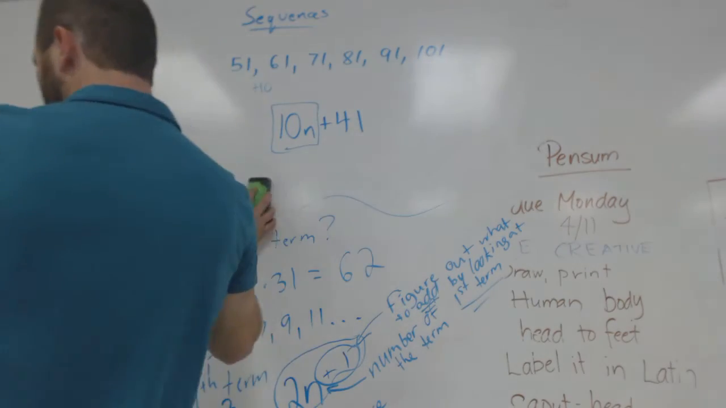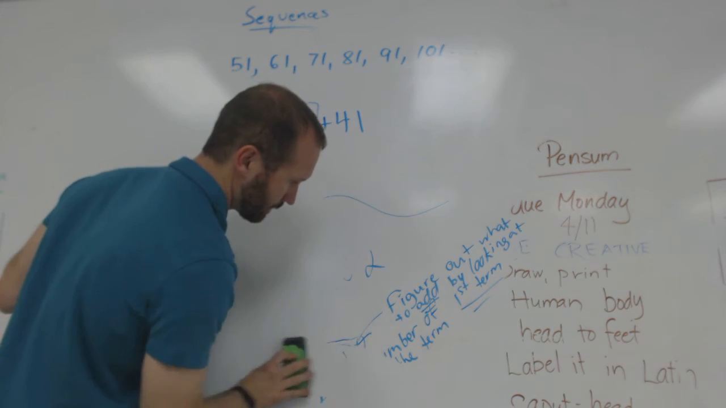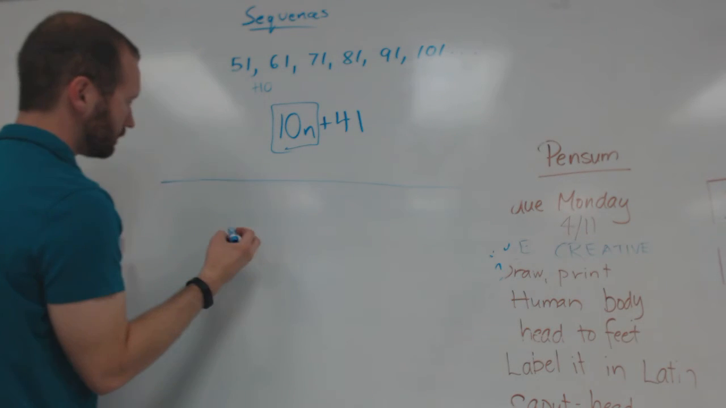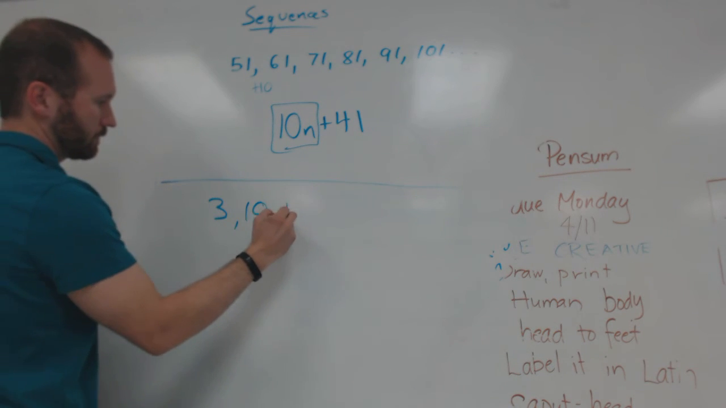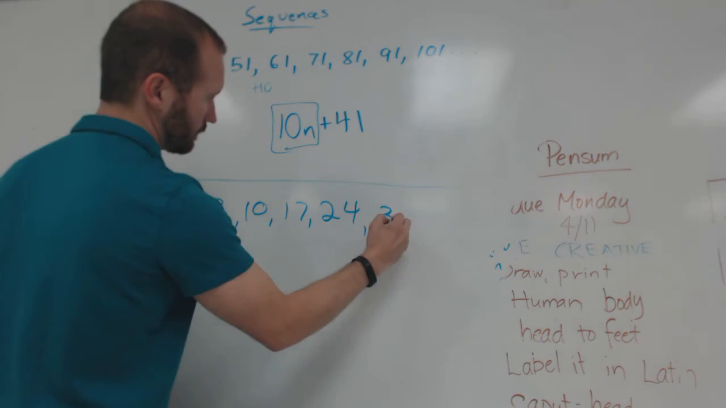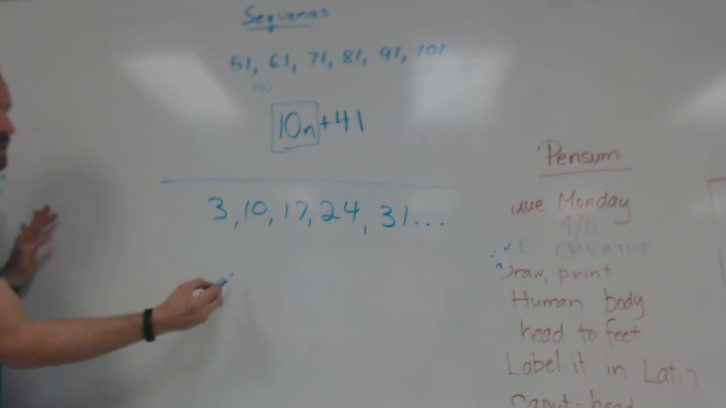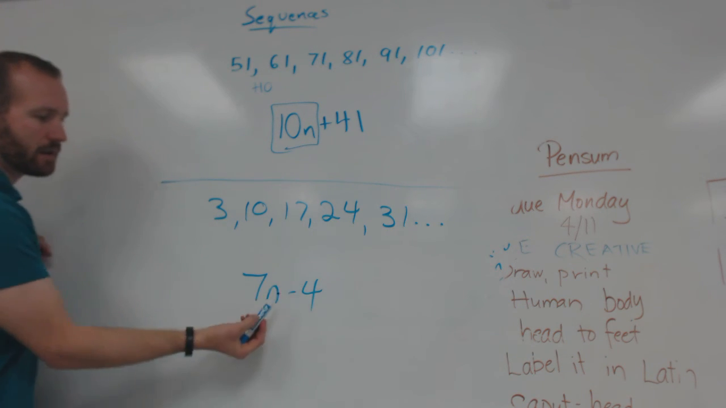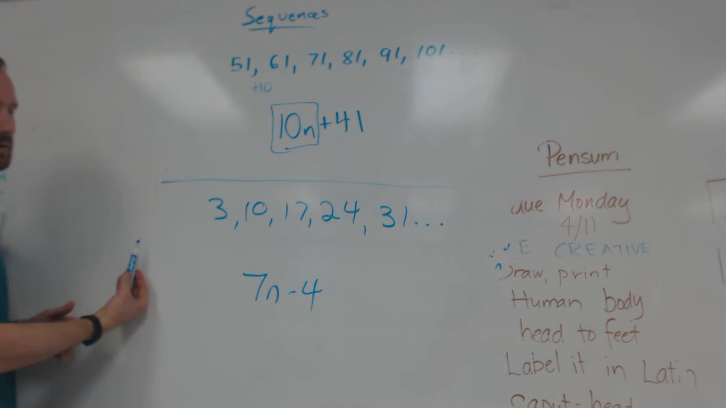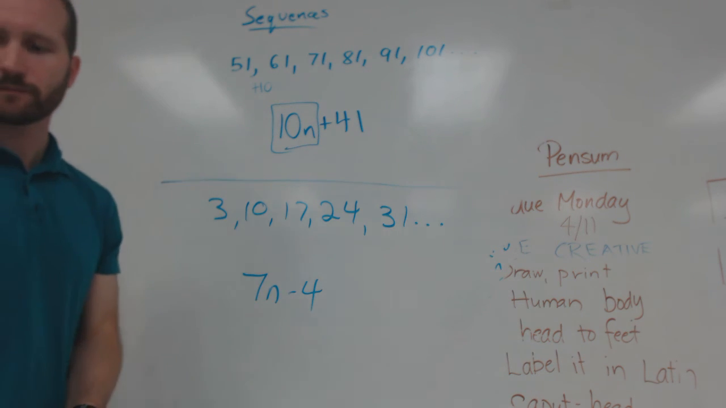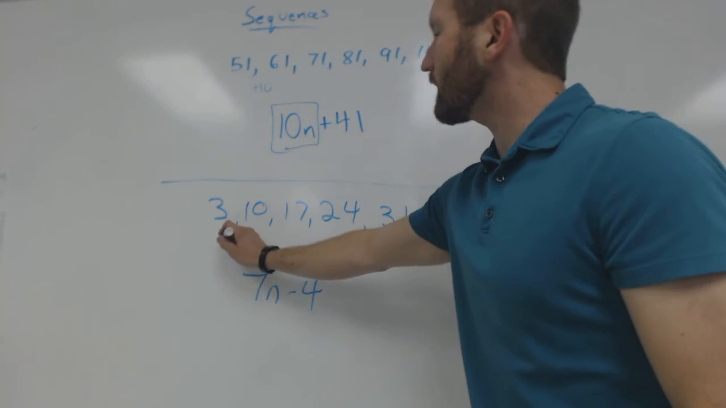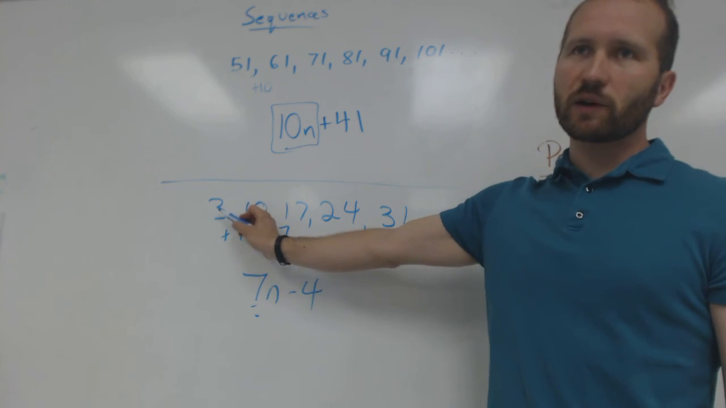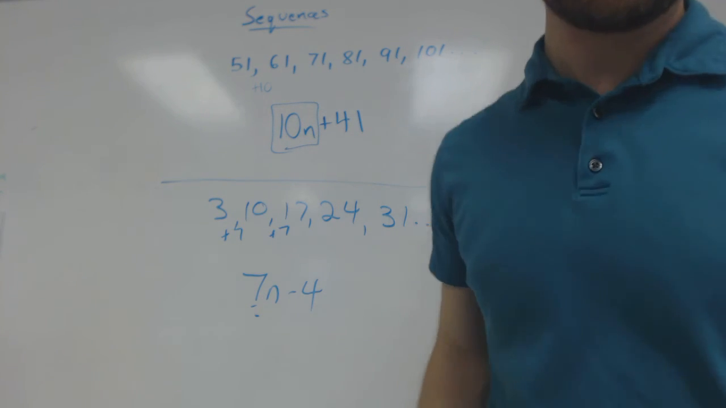Let's do one more example. I know we're running out of time. Okay, what am I adding each time? 7. How do I make the first term? Subtract 4 to get 3, and that's it. Why 7? Because I'm adding 7 each time. That's why I get the 7. 7 minus 4 is 3. That's why I get the minus 4. All right.